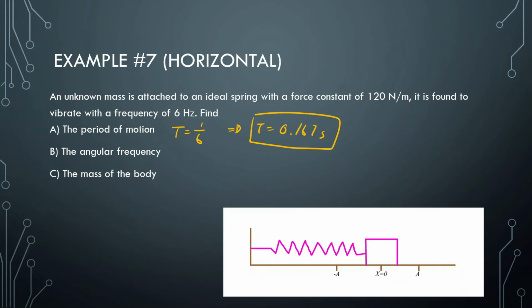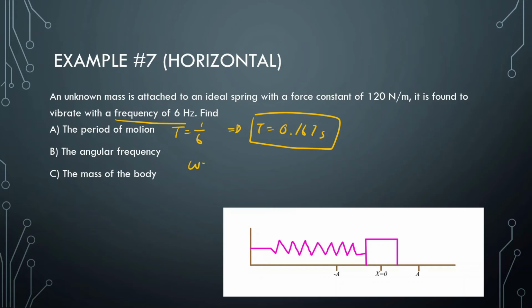And maybe I'll take some time to talk about what this means. This means that it makes a full cycle from here to here in 0.167 seconds. So every 0.167 seconds, it makes a full cycle. What frequency being 6 Hertz means is in 1 second, it goes back and forth 6 times. So that's what frequency means. It goes back and forth 6 times in 1 second. Having a period of 0.167 seconds, that's how long it takes to make a full cycle.